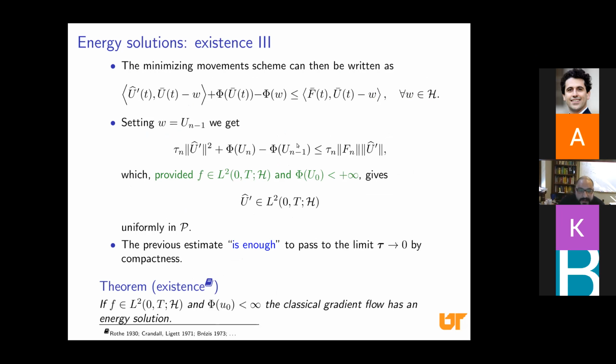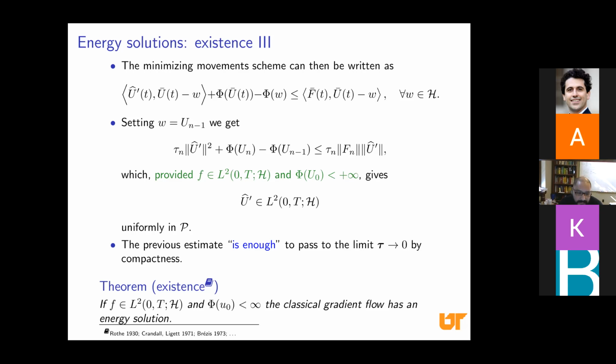The important thing is that now I can play the usual games. If, for instance, I choose suitable test functions here, I can get some a priori estimates, provided that my data is suitably chosen, that allow me to pass to the limit in this approximation, that is, to pass to the limit in the size of the partition. And this allows me to show, passing to the limit by compactness, that I can construct an object, and it turns out that this object is a solution to our classical gradient flow.